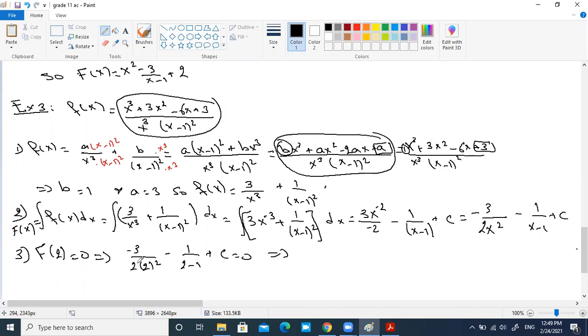This means that negative 3 over 8 minus 1 plus c is equal to 0. Then c is equal to 3 plus 8, 11 over 3. Therefore, f of x, replace now x by 11 over 3. How 11 over 3 over 8? What do you see? So it is negative 3 plus 11 over 8.